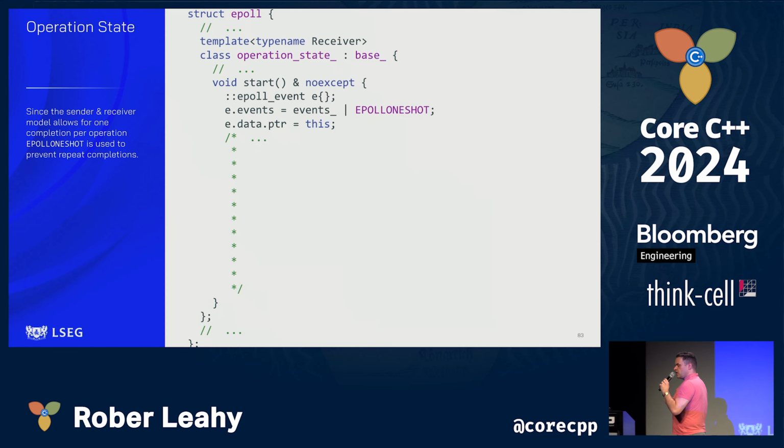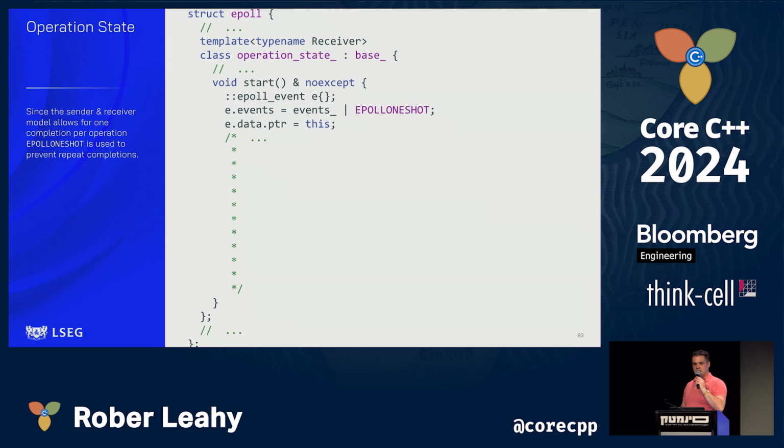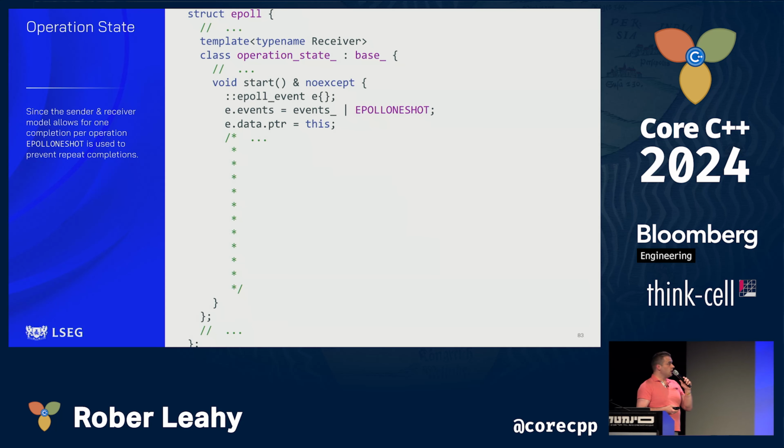Which brings me to the user-facing surface of the operation state, the point where the user says that the execution I represent should transition from latent to active, the implementation of the start member function. The first thing I need is an epoll event which represents the readiness that I'm waiting for. And so I zero initialize one and fill in the events, but curiously, I OR in this EPOLLONESHOT. The reason that I do this is also related to the receiver contract, as are so many things we're going to encounter as we continue to explore std execution.